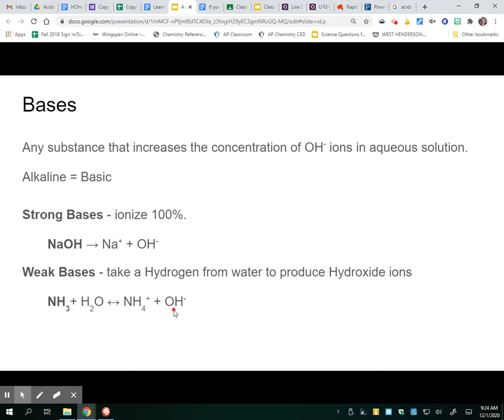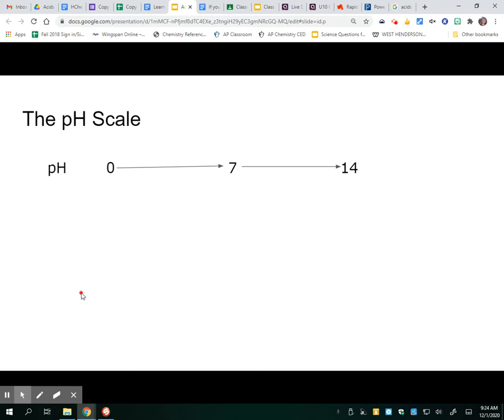All right, but not as many, because you will notice the double-headed arrow here. So ammonia takes the hydrogen, and then what's left of water says, hey, give me back my hydrogen, and it reverts back to this, and then it goes this way, and then it goes this way. So we set up a little equilibrium, and we'll talk more about that here in the coming days.